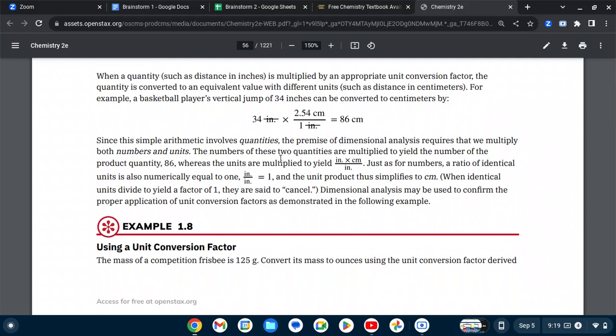Since this simple arithmetic involves quantities, the premise of dimensional analysis requires that we multiply both numbers and units. The numbers of these two quantities are multiplied to yield the number of the product quantity, 86, whereas the units are multiplied to yield inches times centimeters per inch. Just as for numbers, a ratio of identical units is also numerically equal to 1, which is inch over inch equals 1, and the unit product thus simplifies to centimeters. Dimensional analysis may be used to confirm the proper application of unit conversion factors as demonstrated in the following example.